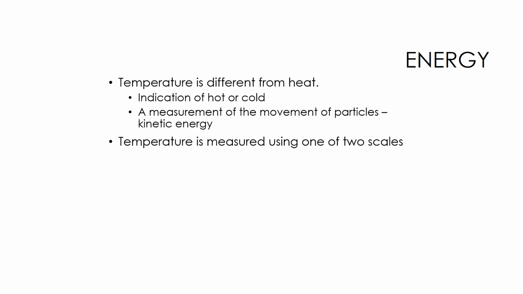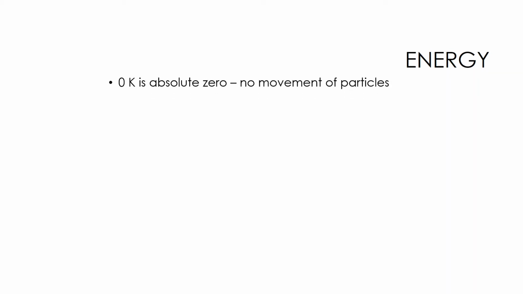In this class, temperatures are measured on one of two scales. We either have Kelvin or Celsius. They're directly related. Celsius is equal to Kelvin minus 273. Celsius is equal to Kelvin plus 273, sorry.